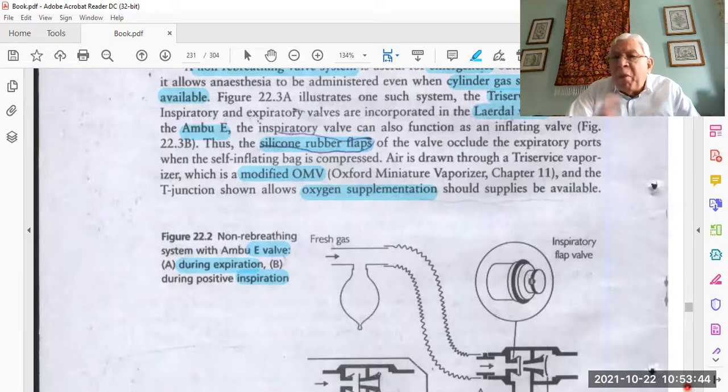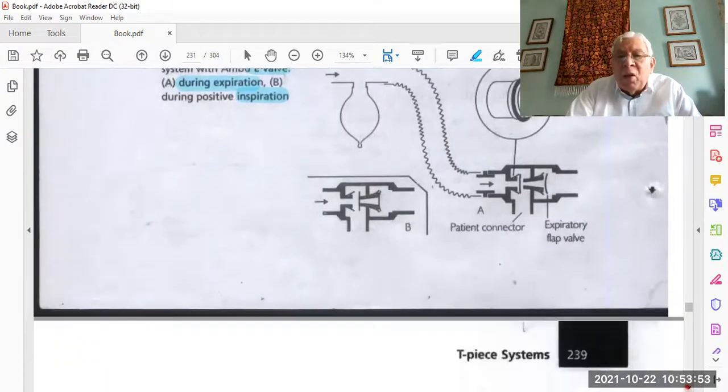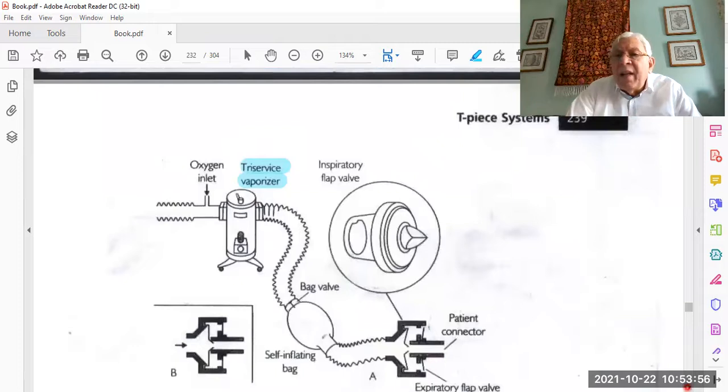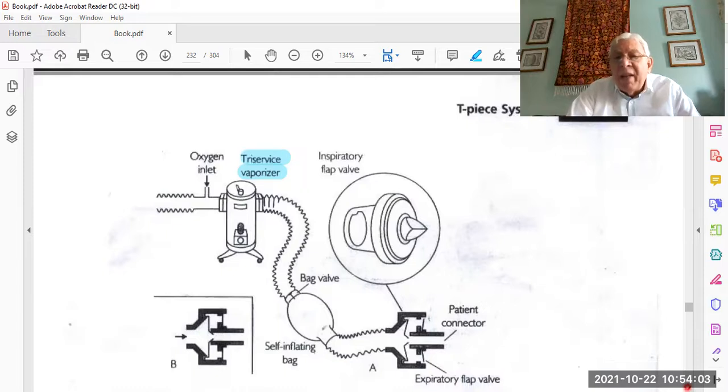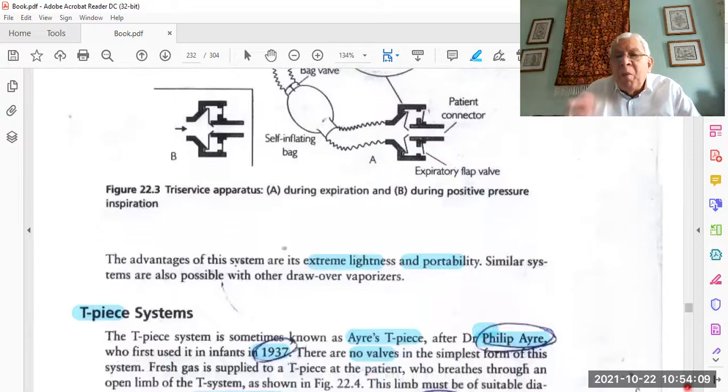incorporated in the tri-surface vaporizer, which, as we said before, is one of the modified Oxford miniature vaporizers. As you can see from the figure, this is the assembly of this tri-surface vaporizer. This is the vaporizer, and we have the special non-rebreathing valve in it. The most important advantage of such apparatus is that it is extremely light and portable.